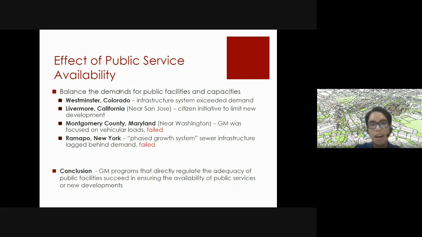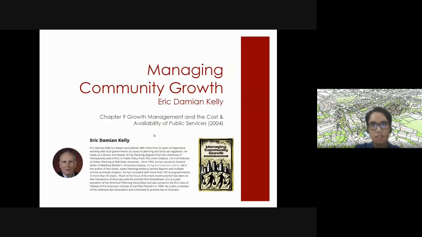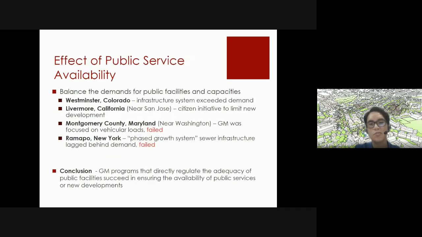And then of course, if you have good public services, you will be able to balance the demands for public facilities and capacities. Some examples here are Westminster, Colorado, which we'll look at in much more detail in the next few slides. So basically, the message of Sir Kelly in his book is that growth management programs, that's what GM means, that directly regulate the adequacy of public facilities, succeed in ensuring the availability of public services for new development.